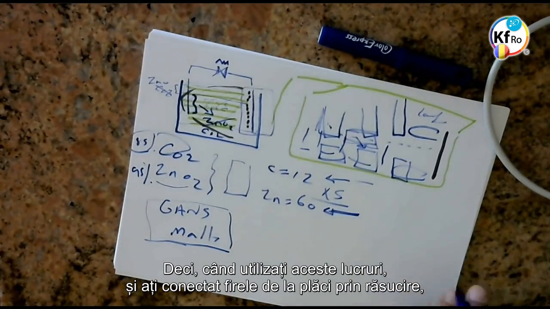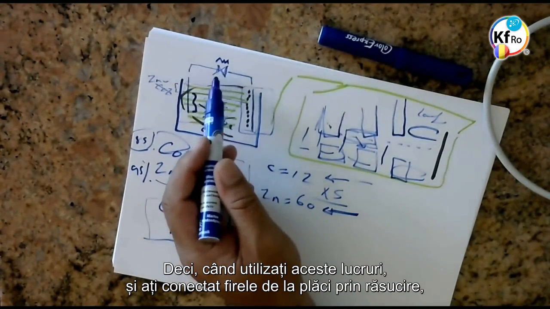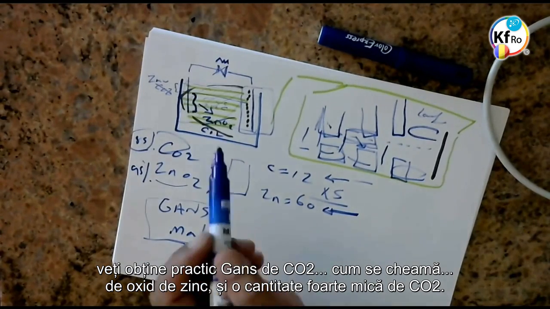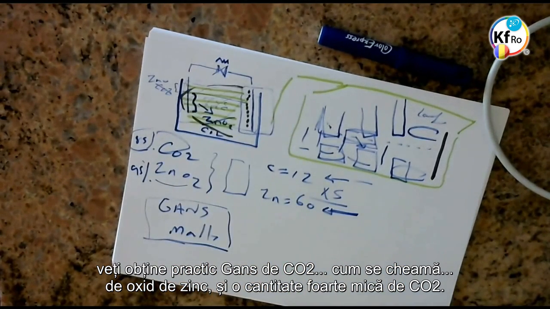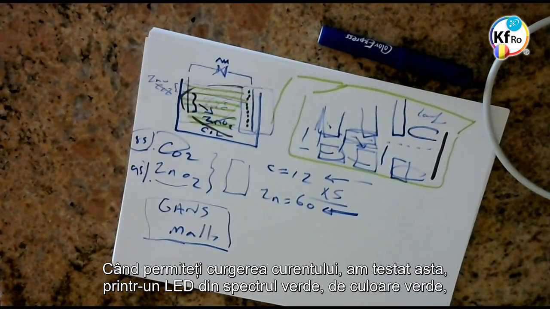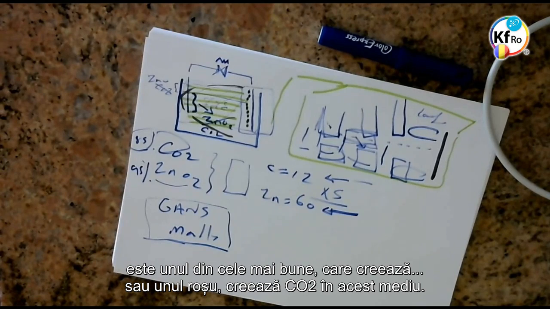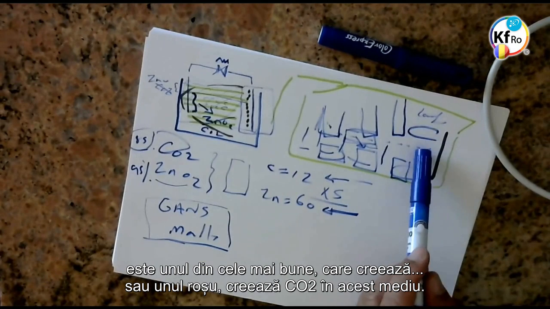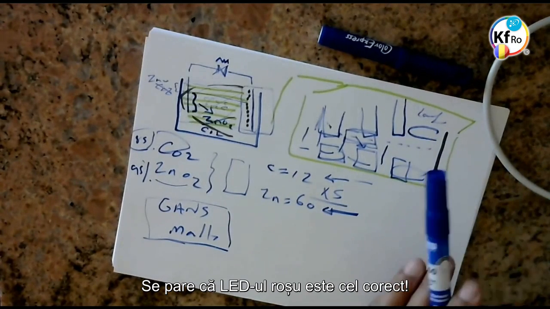So when you use these things and you have just connected the wires at the top to each other, you go for literally producing GANs, zinc oxide, with a very little amount of CO2. When you allow the current to be, I've tested it, LED lights of the green spectrum, the green color is one of the best ones which creates, or the red one, creates the CO2 in this environment. It seems to be the right drainage.